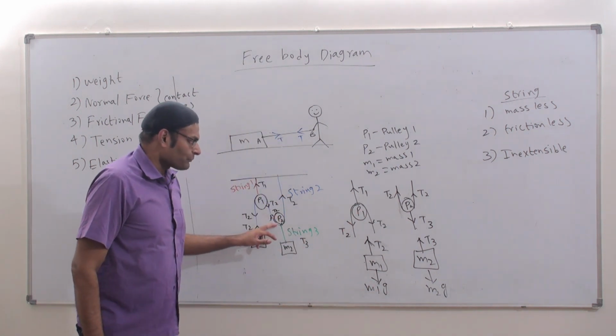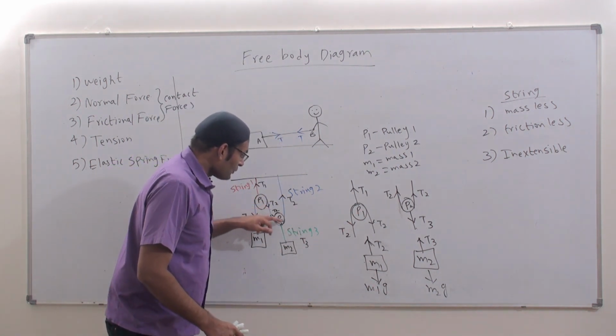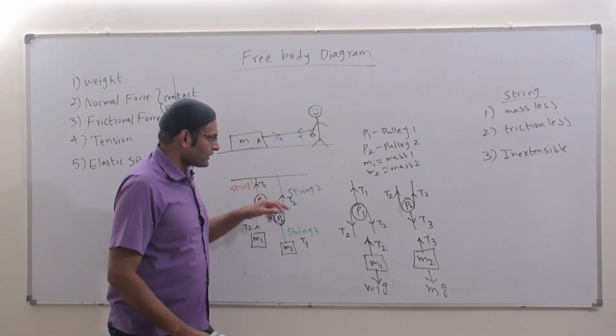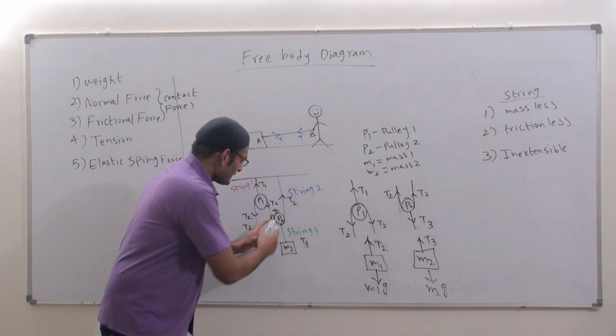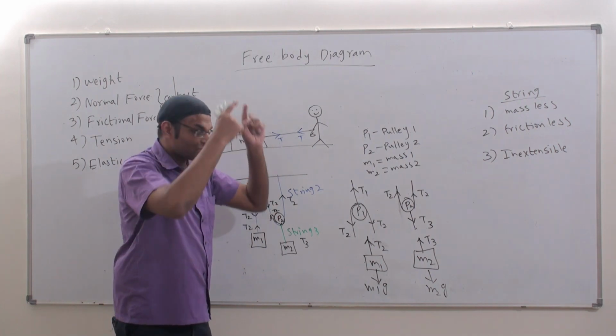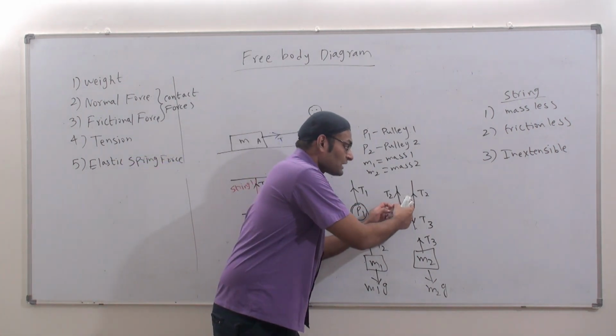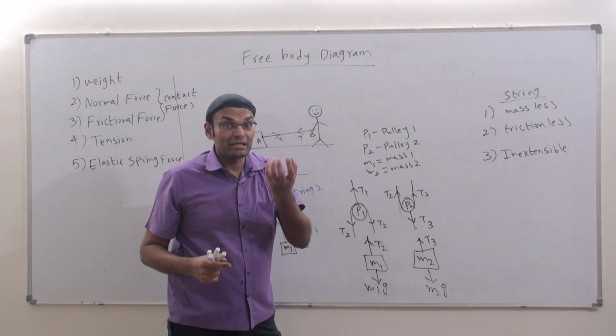Now let's see P2. P2, you can see it is connected through a string 3. So you can see T2, T2. Why is T2 acting upwards? Because tension always goes away from the point that I am taking into consideration.